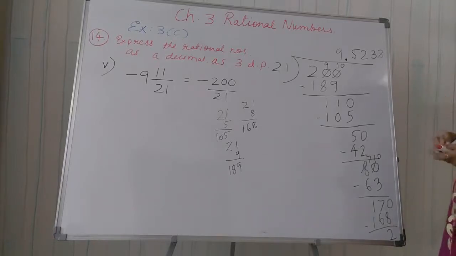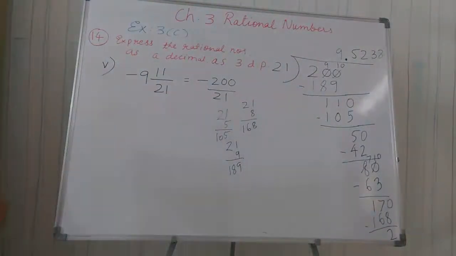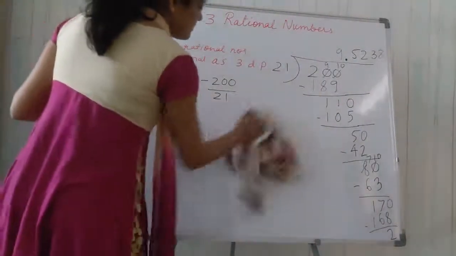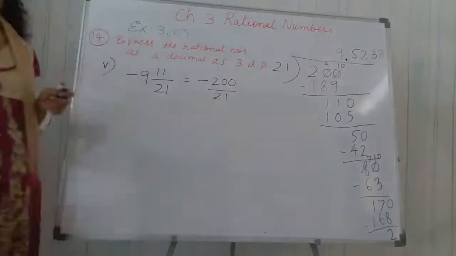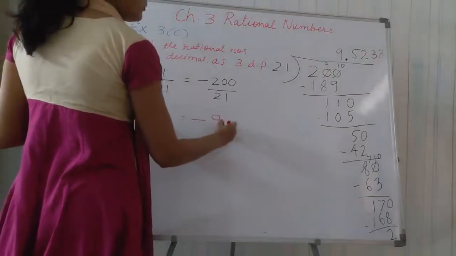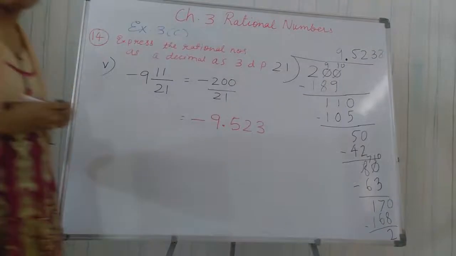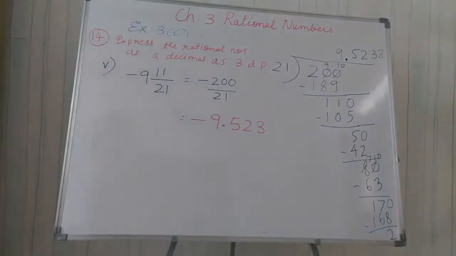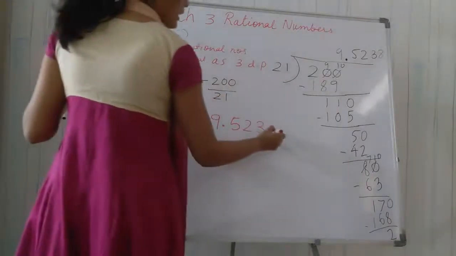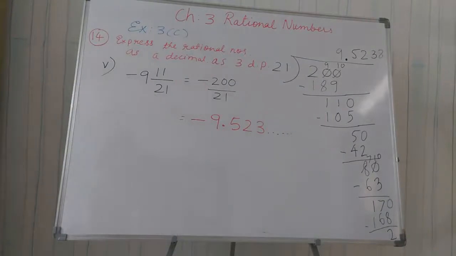So now what is the answer we found here is, see, I am rubbing all these multiplications. We get our answer as minus 9.523. There is 8 after 8. So now you can round it off or you can take continuation sign like dot dot dots. Means this division is not ending.